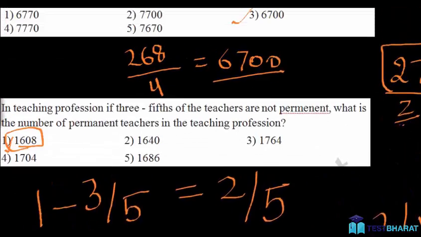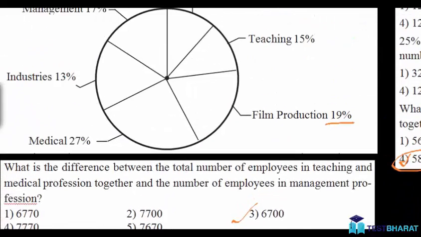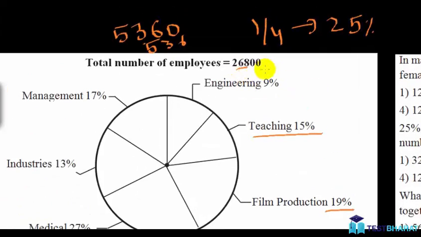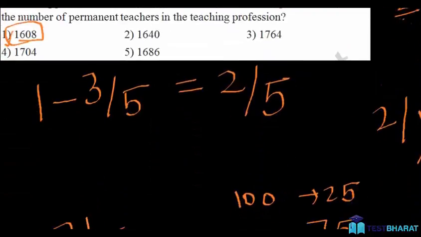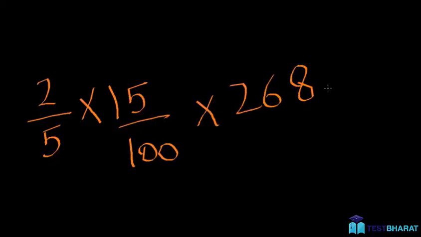Now 2 by 5 of the teachers are permanent. Total teachers are 15% of the total. Total is 26800. So we need to find out 2 by 5 of 15% of 26800. We can cut this. Now we have to find out this.